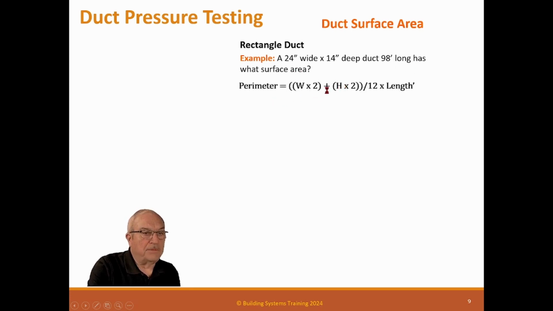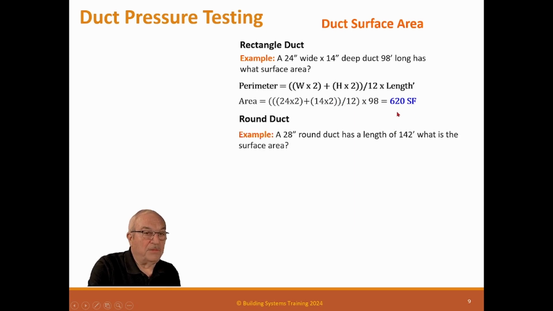So it's W times 2 plus H times 2, divided by 12, times length. So it's going to be 24 times 2 plus 14 times 2, divided by 12, times 98, which equals 620 square feet. So we would have to have a fan that can do, and we'll get to that in a little bit, you have to multiply that times the leak rate, and then you can get where you need to be.